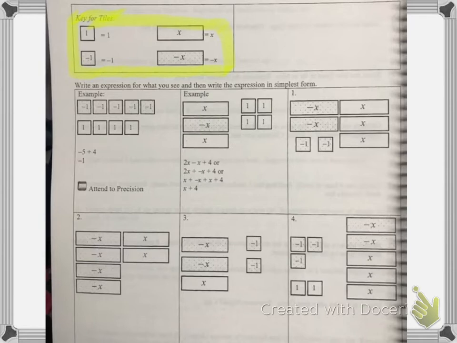Okay, this next one is done for us as well. We have 2 x's that are unshaded and 1 negative x, and 4 positives. So when we combine or make 0 pairs, we have 1 shaded, 1 unshaded x. So I'm left with 1 positive x and 4 tiles. X plus 4 is the simplest form.